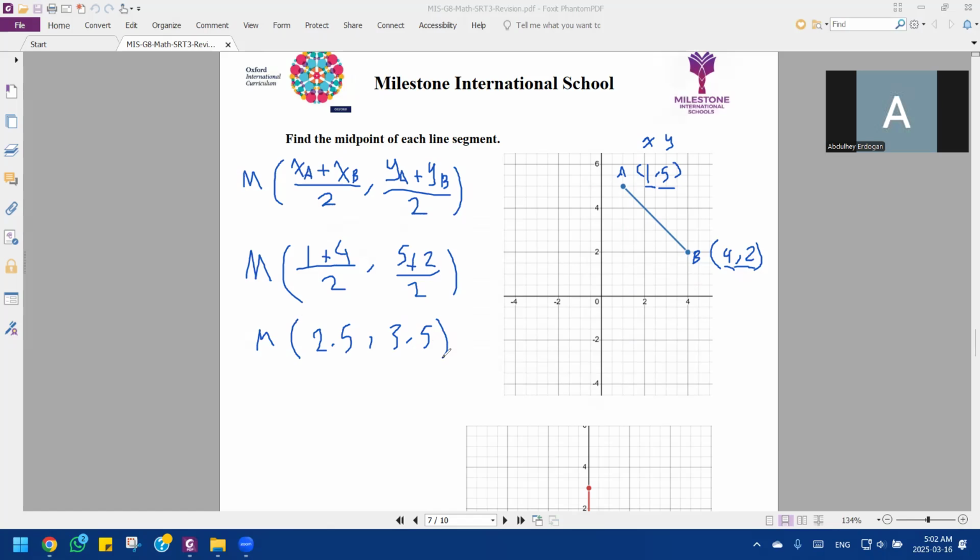So this is the coordinates of the midpoint. So 2.5 as x is here, and 3.5 is here. So if you see this point, let me remove, it looks like it's in the middle of the line segment AB. So remember, we have to memorize this formula.